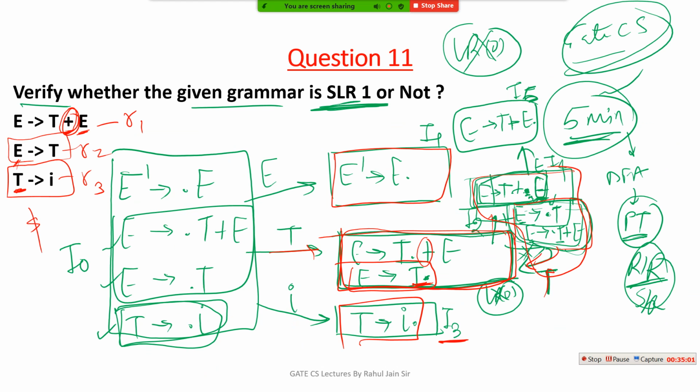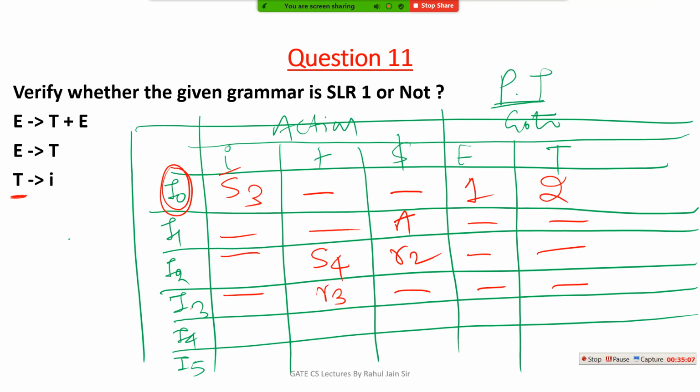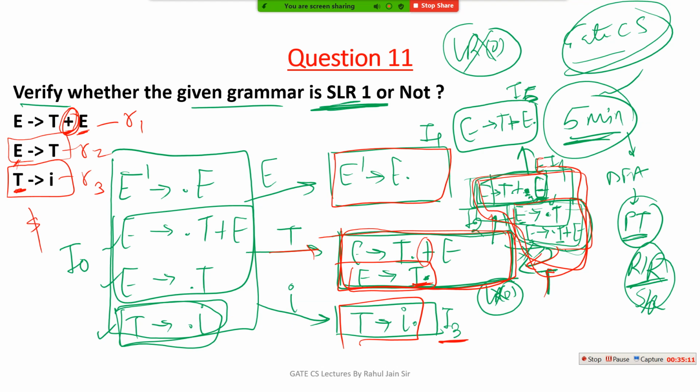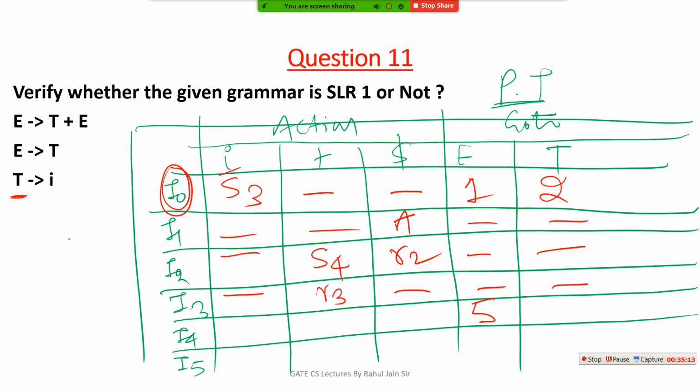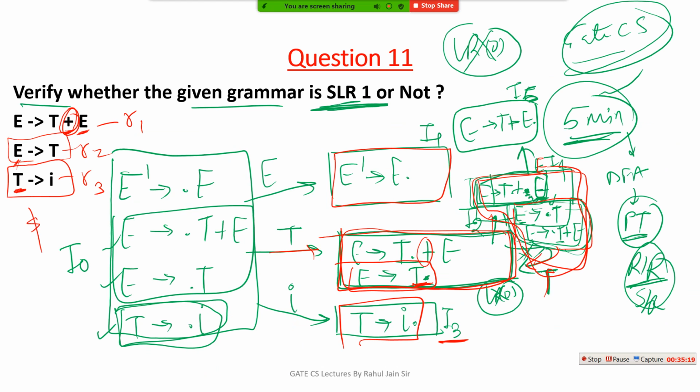The next one is I4. On capital E it is shifting to 5, and on capital T it is shifting to 2. So on capital T it is shifting to 2, and on capital E it is shifting to 5, so it is okay.